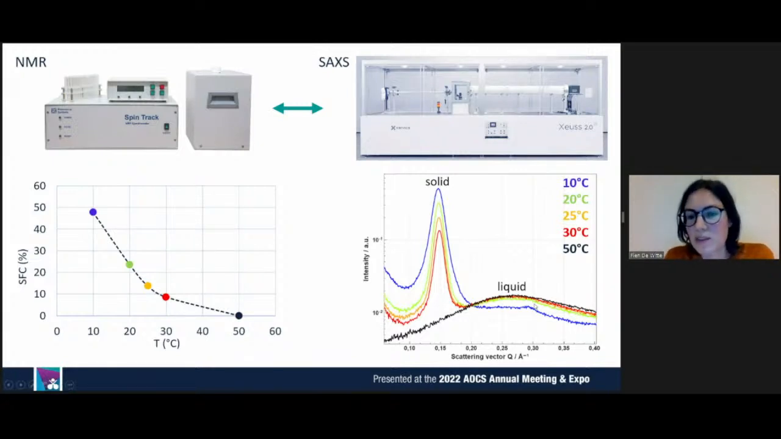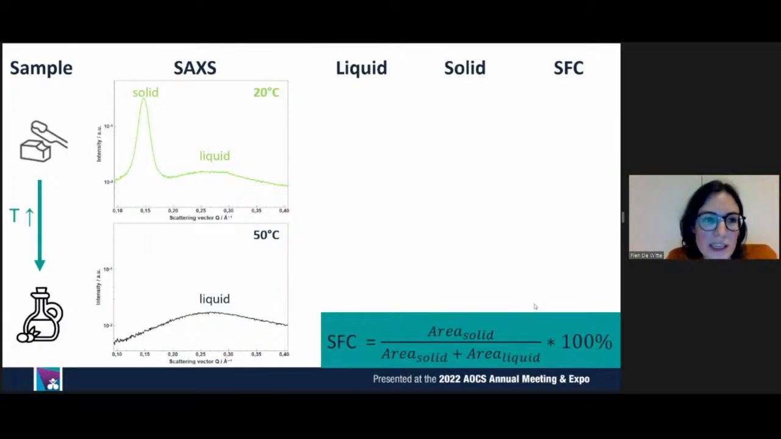Therefore, SAXS might be a suitable technique to study the solid fat content. Moreover, in the SAXS region, normally the contribution of particles is very limited. If we want to study the solid fat content by using SAXS, we need two profiles of our sample. One profile can be obtained, for example, at the crystallization temperature, in this case 20 degrees Celsius. We will have a solid and a liquid contribution.